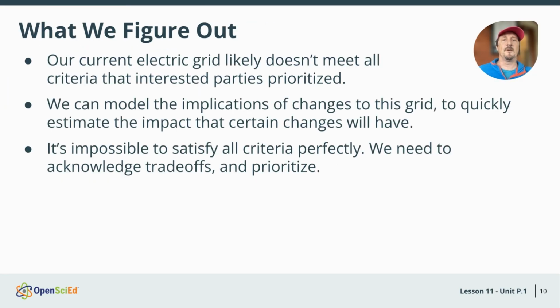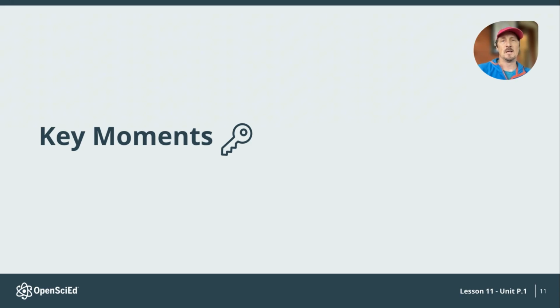In summary, we figure out that our electric grid currently doesn't meet all the criteria that our family and friends prioritized. We can quickly model the impact that changes to this grid will have, but it's impossible to satisfy all criteria perfectly. So we need to acknowledge trade offs and prioritize criteria. Some details about these key moments.